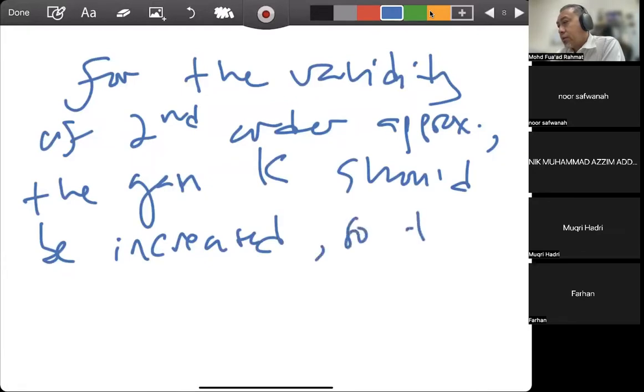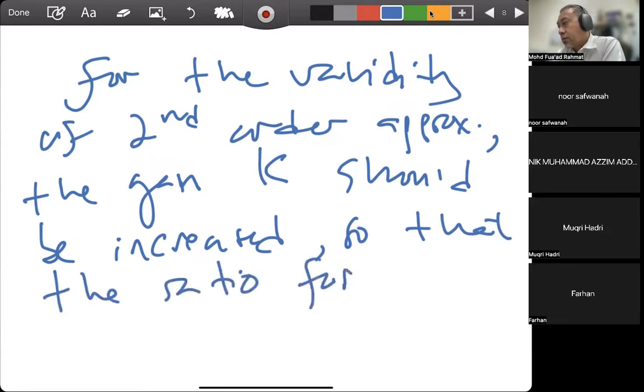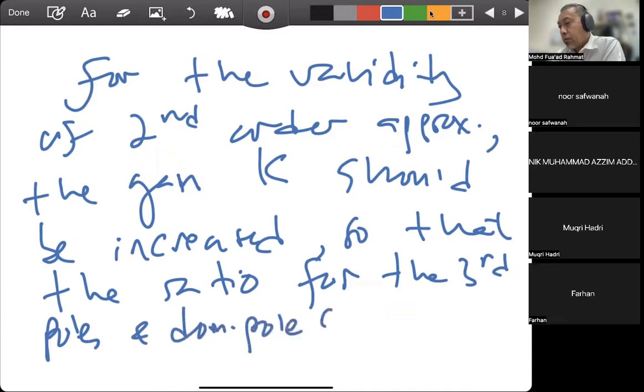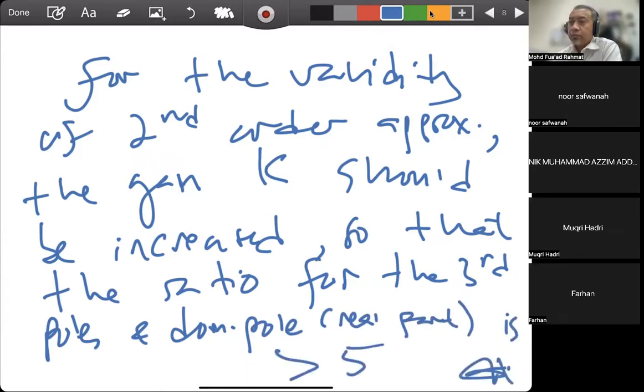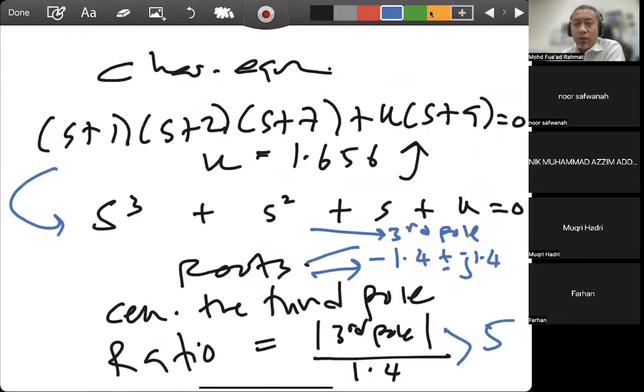So that the ratio for the third pole and dominant pole, real part, is greater than 5. Or you can write like this also. If you cannot write like this, with deep understanding of the K variation, you can choose this one. Okay, no problem. Hint is just a hint. You can follow or you don't have to follow. Okay, thank you, doctor.